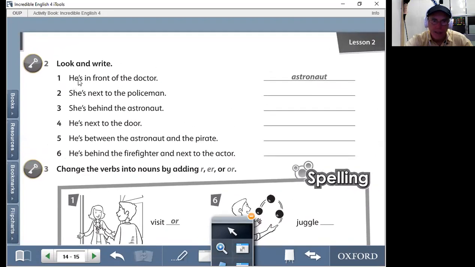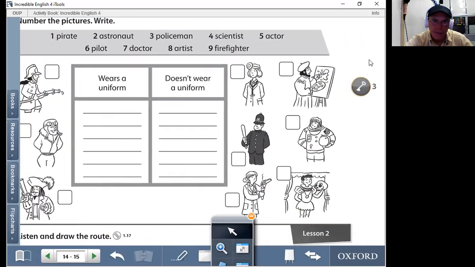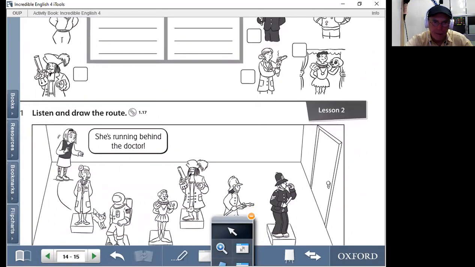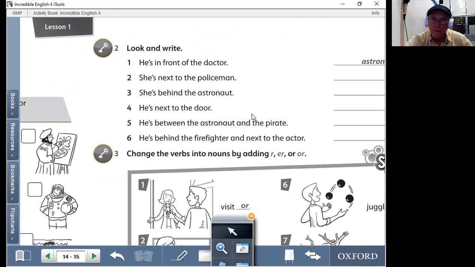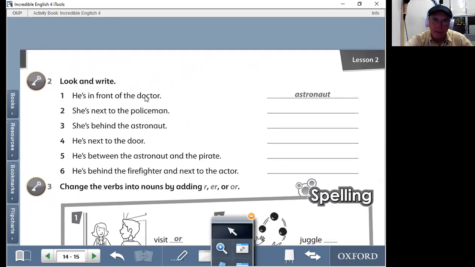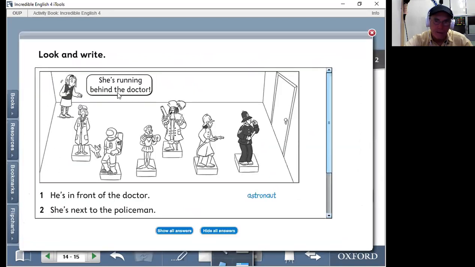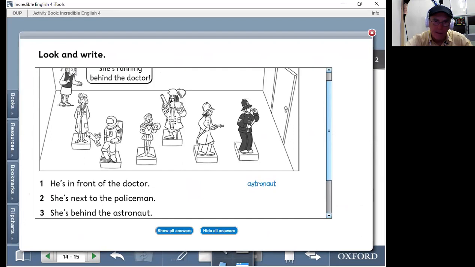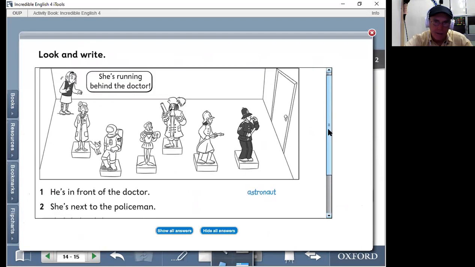All right, he's in front of the doctor. Now, to get the answer to that, we go back to this picture. He's in front of the doctor. You look back at that picture. The astronaut. There you have it. Well, here's the doctor. Who's in front of the doctor? The astronaut. Okay. Now let's have a look at the next one.